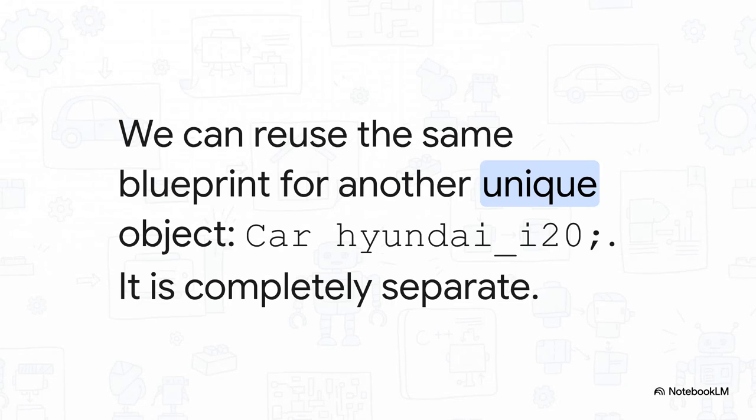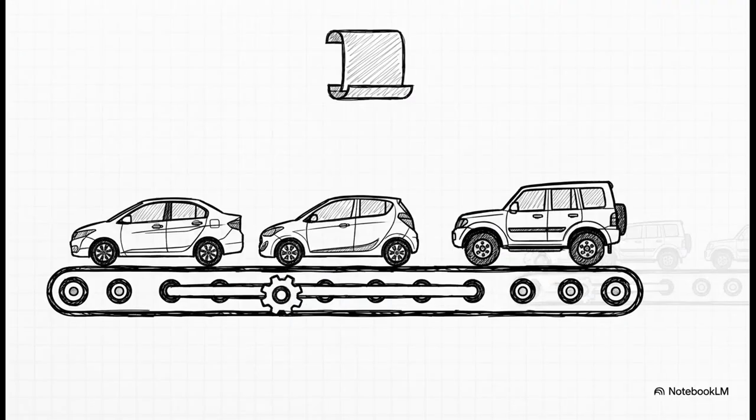And the real power here is that we're not just limited to one. With another simple line, Car Hyundai i20, boom, we've got a second, completely separate object. And even though they're made from the exact same blueprint, their data is totally independent. If we change the color of the Honda City, it has zero effect on the Hyundai i20. And of course, we can do it again with a Sumo Grand.